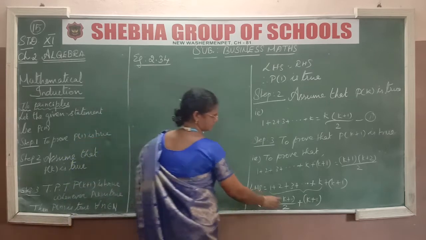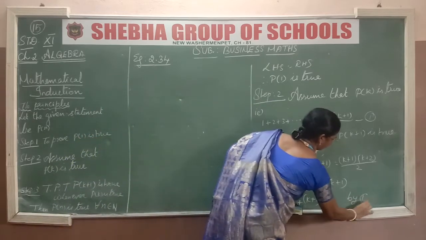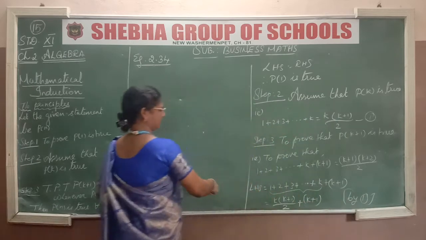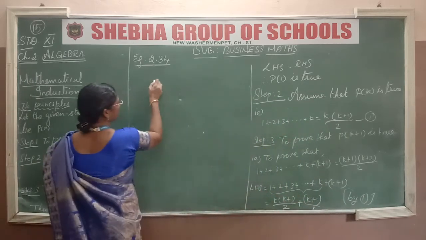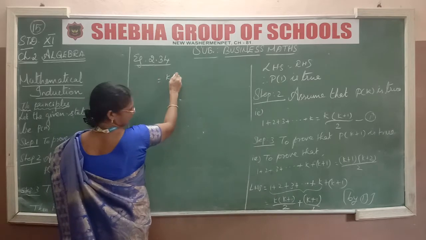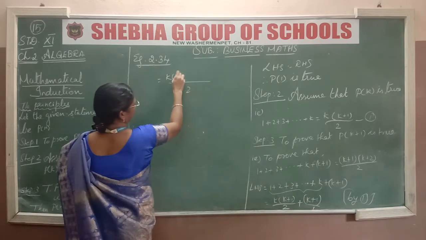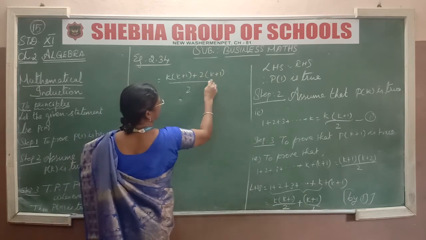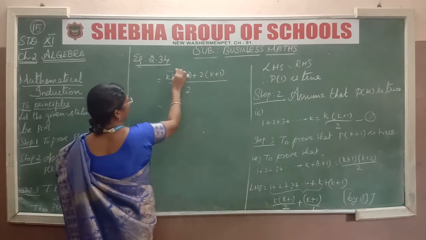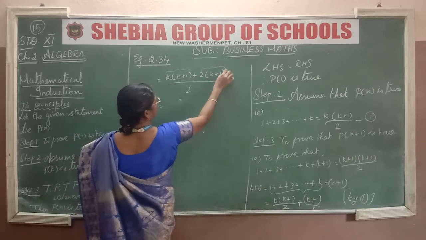Okay, by 1 we get this. Now taking 2 as LCM, here we are having 1, isn't it? So taking 2 as LCM, k into k plus 1 plus 2 into k plus 1. Okay, now we are having 2 terms.